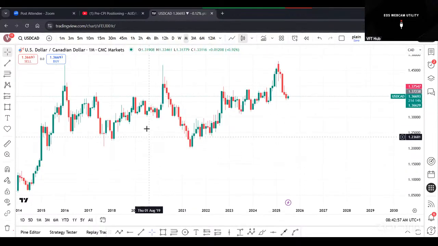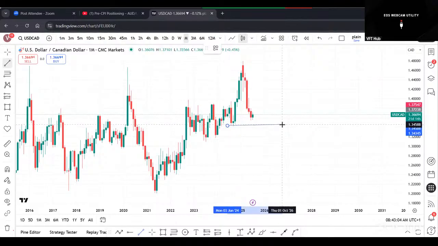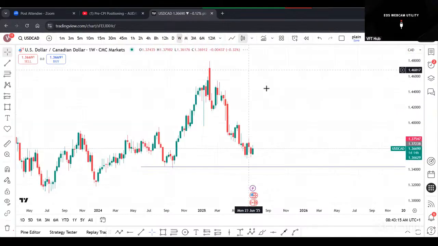So USD CAD on the monthly has been buying consecutively, except we expect to see this level taken out on the monthly before we say, okay, maybe we will be seeing a possible sell fully resumed. But this is the monthly, so it takes a lot of time. Let's go on weekly to see more data.